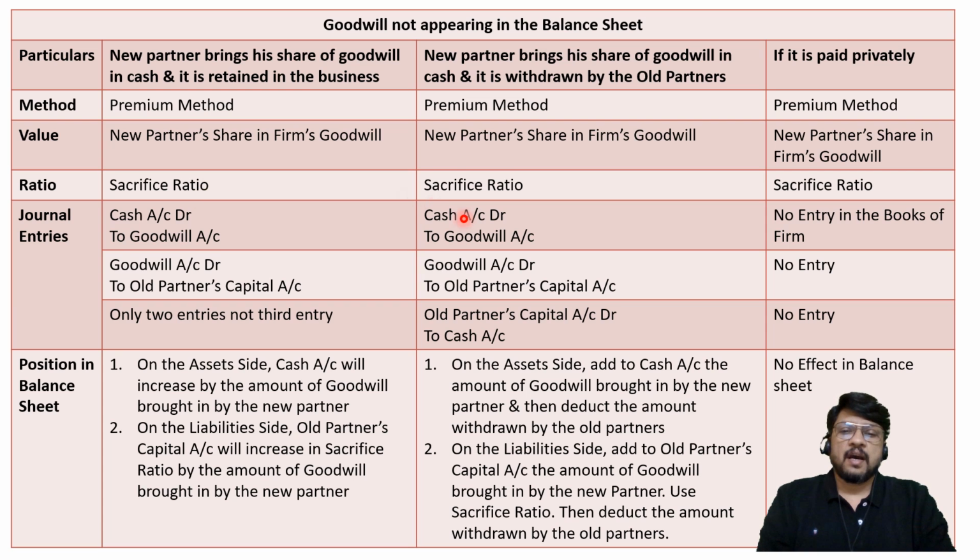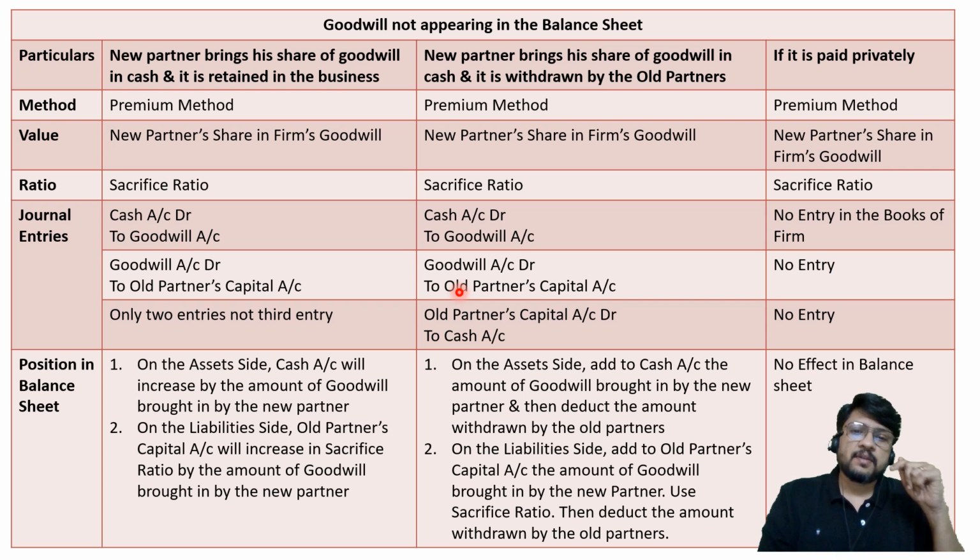Be careful, after passing this entry again your goodwill account credit and goodwill account debit means goodwill account is getting cancelled. So ultimate entry is cash account debit to old partners capital account. In which ratio? Sacrifice ratio. But we are not going to pass combined entry. We are going to pass two separate entries, cash to goodwill and goodwill to old partners capital.